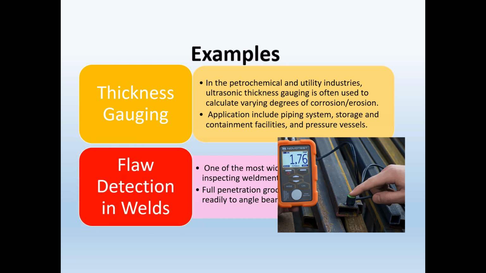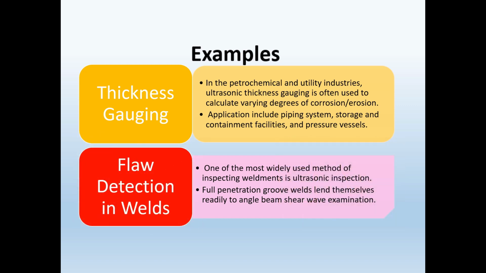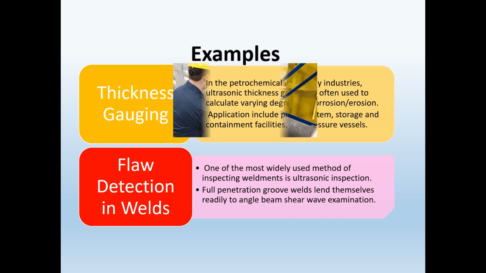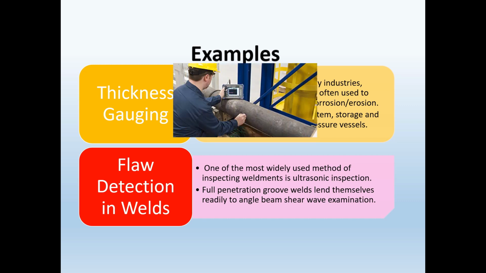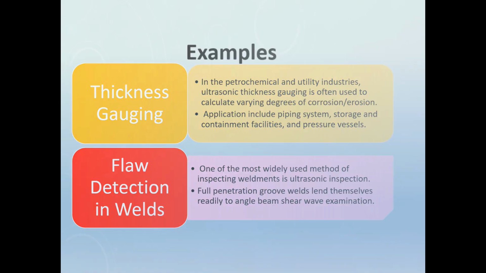Next is flaw detection in welds. One of the most widely used methods of inspection is ultrasonic inspection. The full perimeter of the weld is then set ready for angle beam shear wave examination.